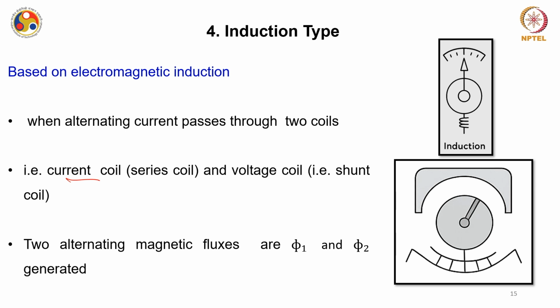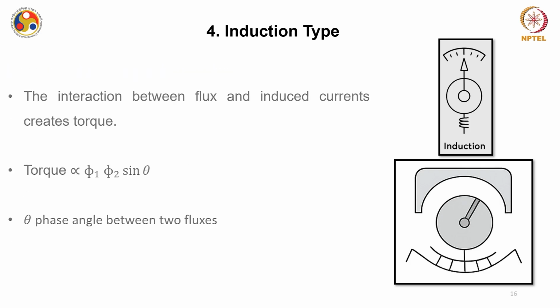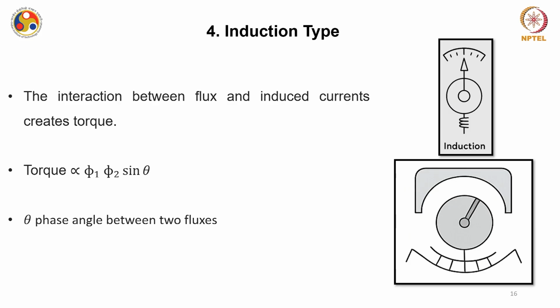So you are passing two different AC currents through these, okay. Now two alternating magnetic fluxes are produced, say phi 1 and phi 2, okay. Now the interaction between these fluxes and induced currents basically creates a torque which is proportional to phi 1 multiplied by phi 2. This is also multiplied by a sine of theta, which is the phase difference between the two fluxes. So now the torque is not only directly proportional to phi 1 multiplied by phi 2, but it is also multiplied by a third factor, which is the sine of the phase angle between the two fluxes. Fine.